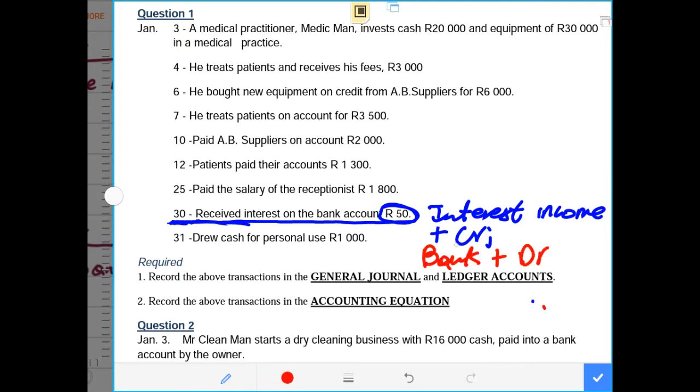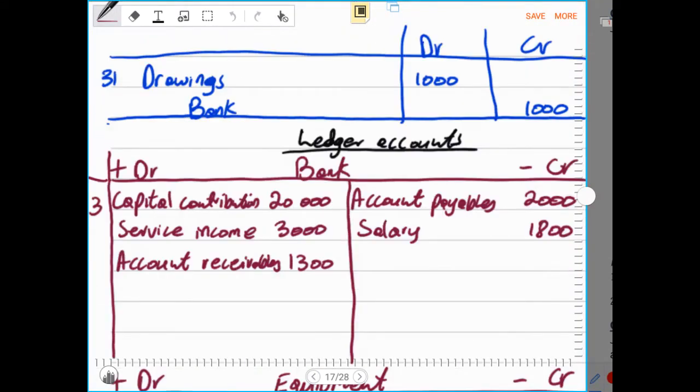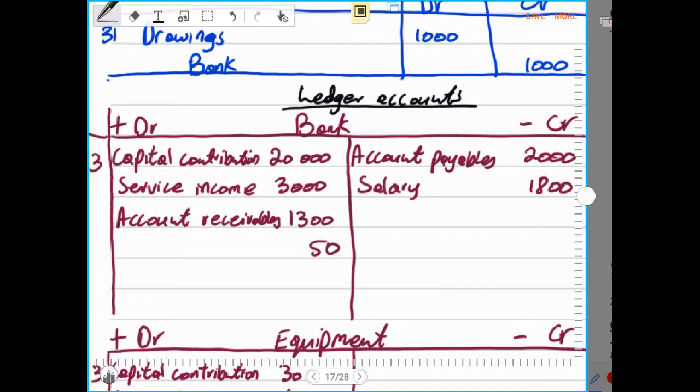So now we only need to open a ledger account for the interest income because we already have the account for bank. Now, because money was received, it means our bank will increase by the amount that was received, and that amount that was received was interest income.